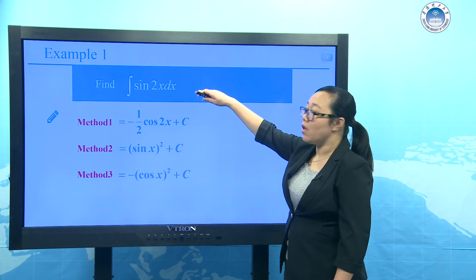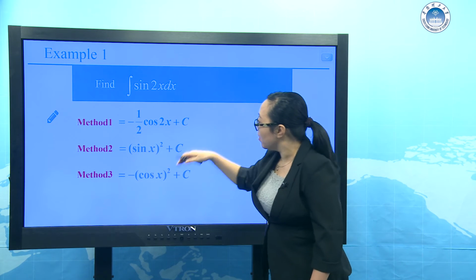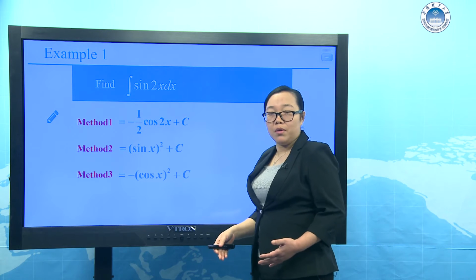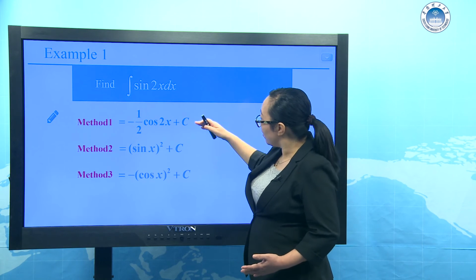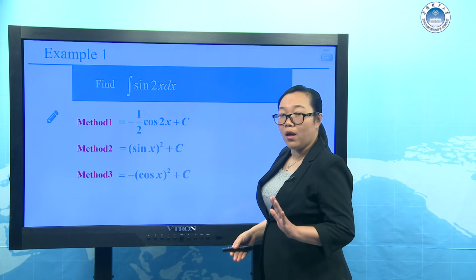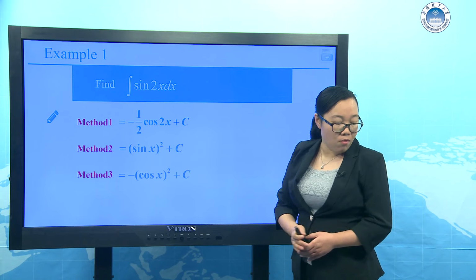Look at the question. In example 1, different methods may give different answers. Some students may be confused. Why are there 1, 2, 3 different answers? I can tell you, no problem. They are different forms. In fact, they are equal. Why?